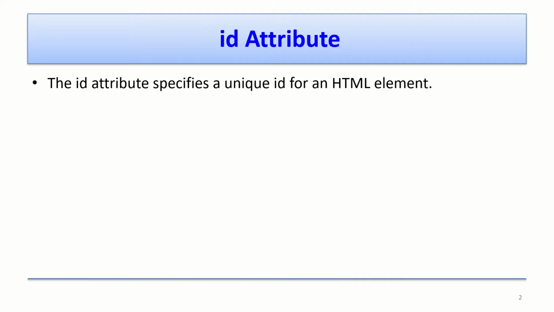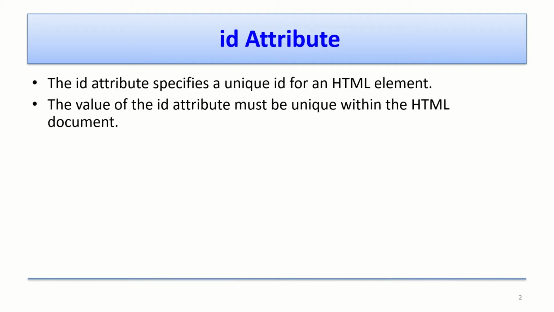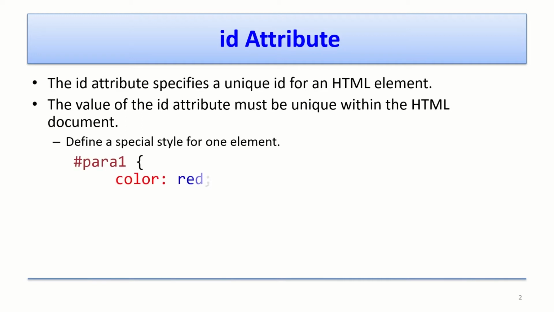The ID attribute specifies a unique ID for an HTML element. The value, or the name, of the ID attribute must be unique within the HTML document. So by using the ID attribute, we can define a special style for an HTML element, especially for one HTML element. Let's see how to define an ID.